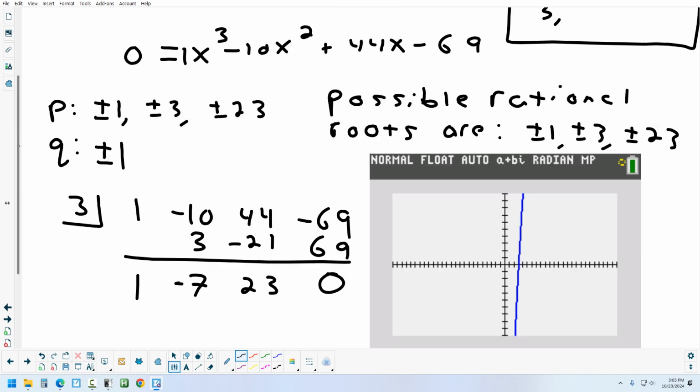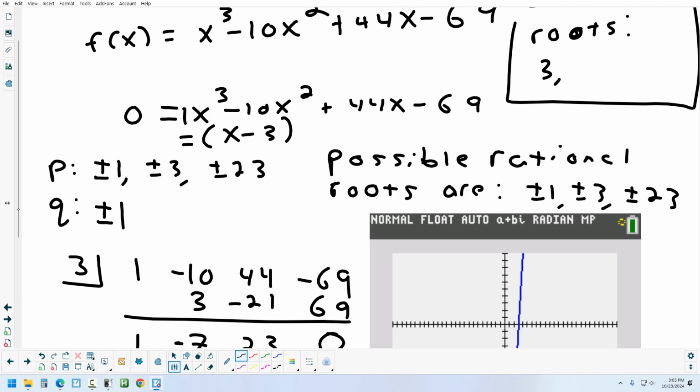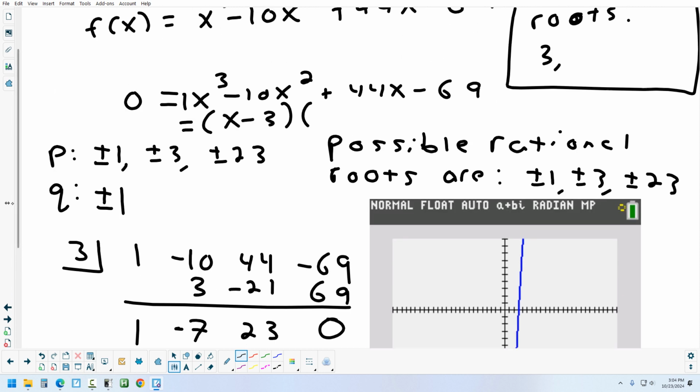And now, if we were factoring this problem, if 3 is a root, that tells me that what is a factor? X minus 3? Perfect. So that's one of the factors, and the quotient is the other one: x squared minus 7x plus 23. So now, because we factored it, we're setting each factor equal to 0 and solving. We've already solved the first factor. We know x is 3.